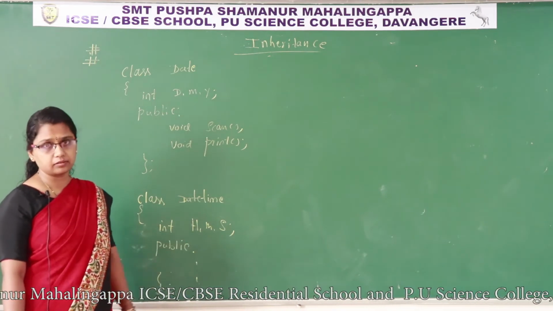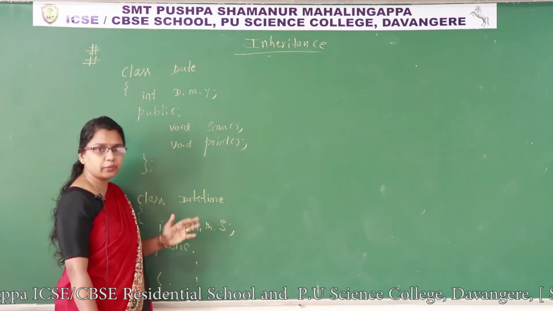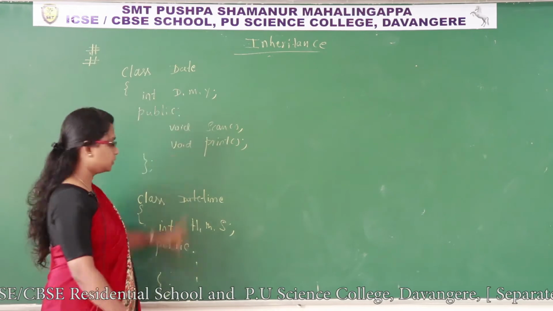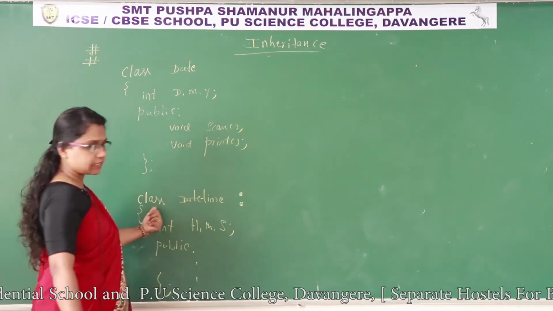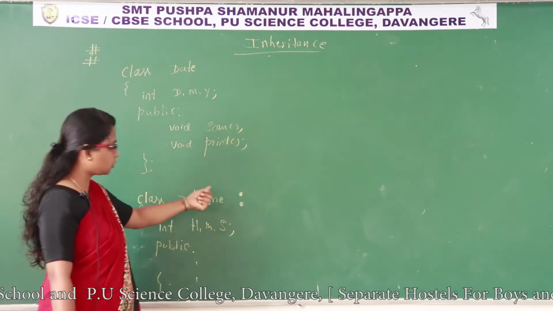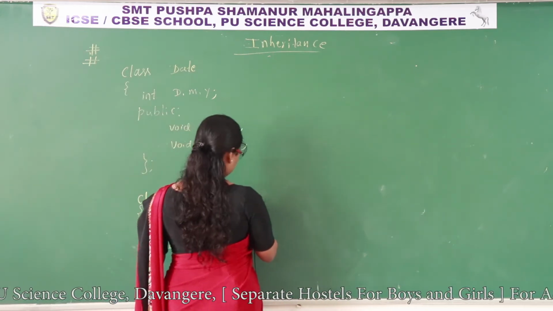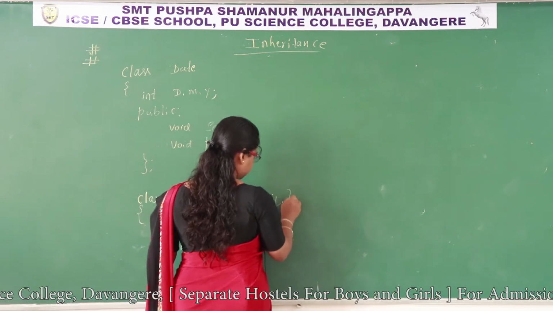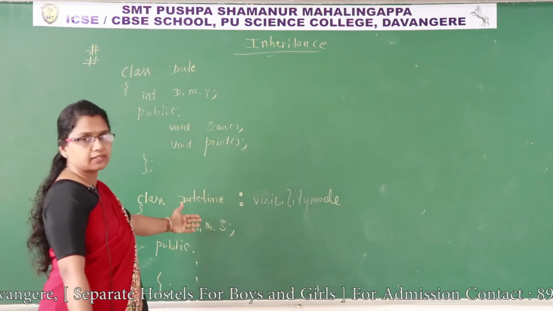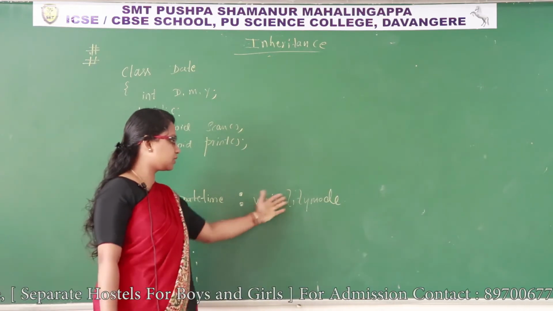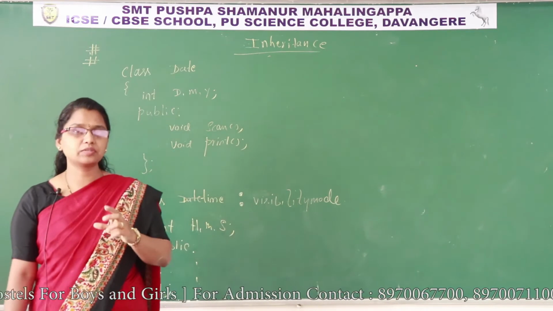Then how to inherit the class from an existing class, whose properties are going to be inherited, the base class? There is a syntax, there is a rule. Class name, colon, visibility mode. Here I have taken an example. I have to replace this general statement by any of the visibility modes. There is a word in inheritance, visibility mode.